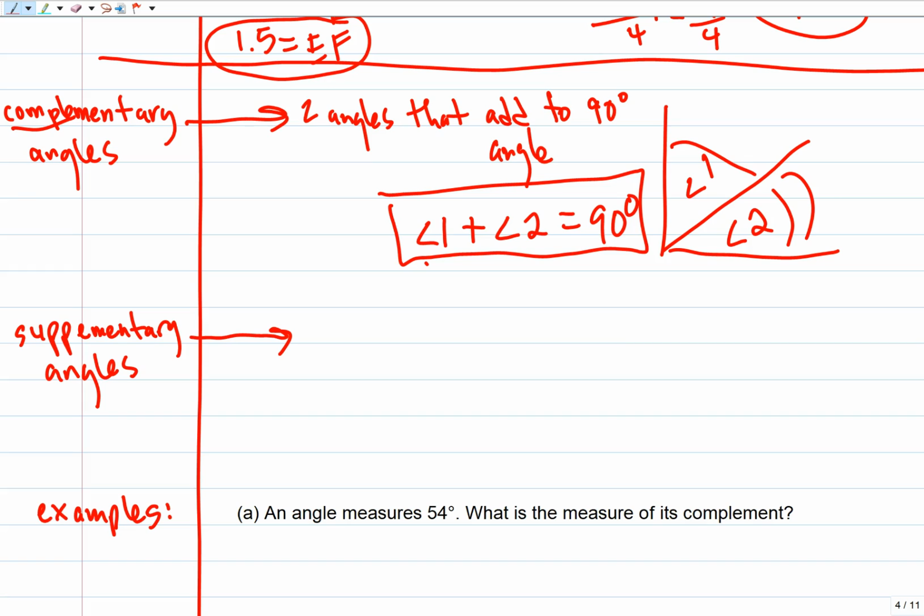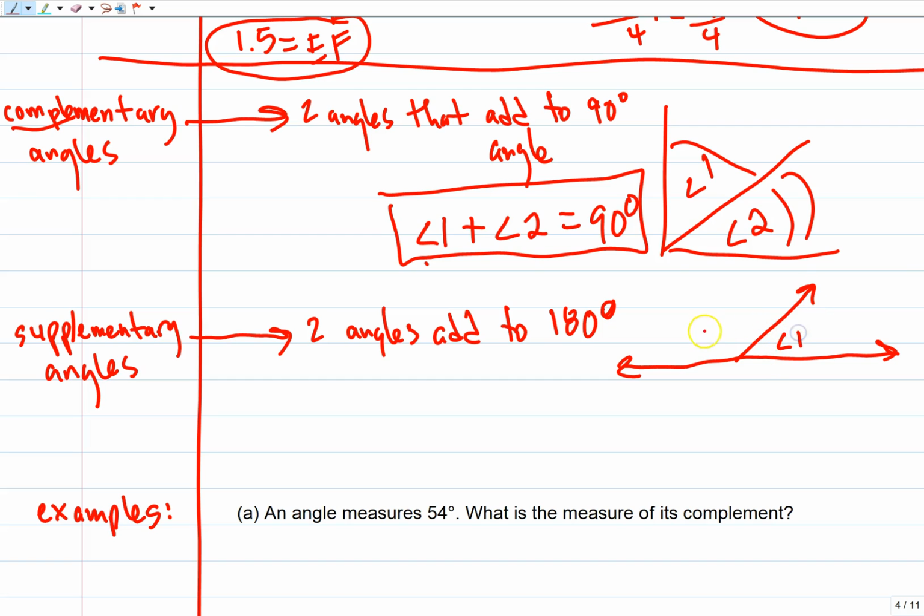If they're supplementary, supplement is more than just completing. That's actually above and beyond. Supplementary is more than I need, above and beyond. A supplement to a book is where I have an addition to the book, like extra resources. That's called a supplement. Well, a supplementary angle is where they don't add to 90 degrees. This is where two angles add to 180 degrees. Specifically, 180 degrees is a straight line. So if I take that 180 degrees and I cut it, angle 1 and angle 2 add to what? 180 degrees.